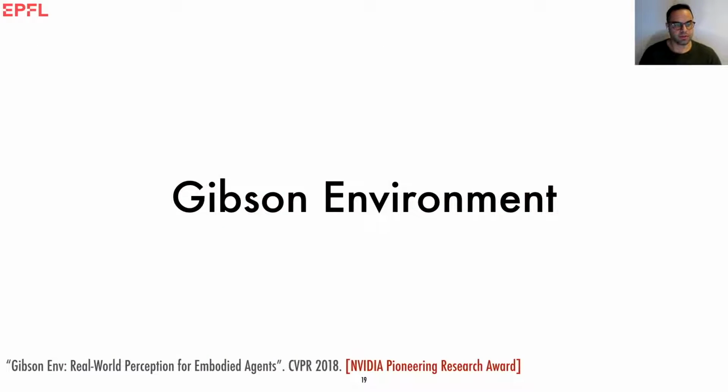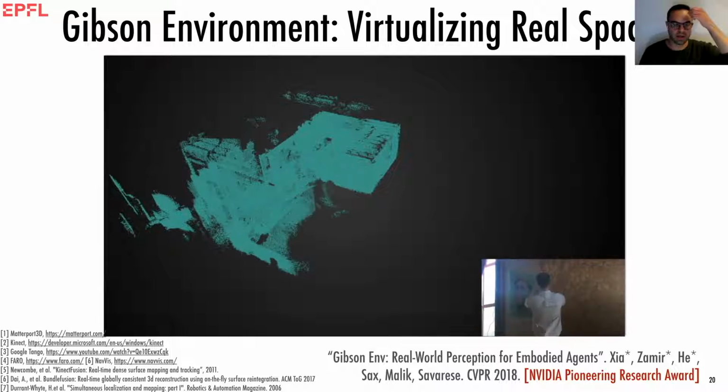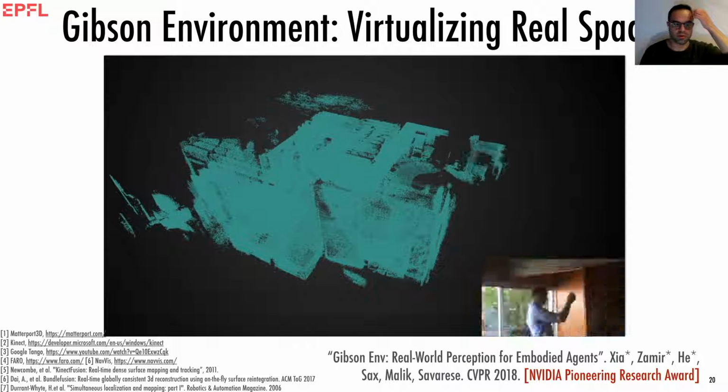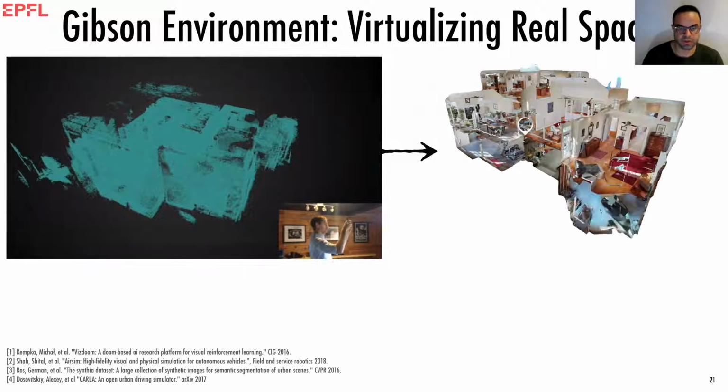Okay, another example is the Gibson environment. Gibson is a simulator for active agents such as robots that want to learn perceptual skills. So in Gibson, we scan a real building and we fully reconstruct it in 3D, and we get a model like this out of it.